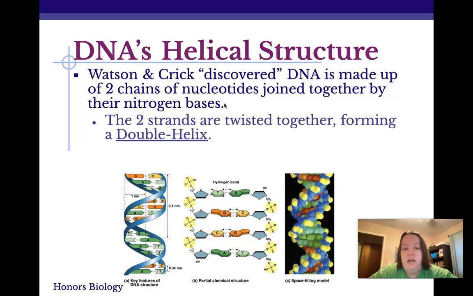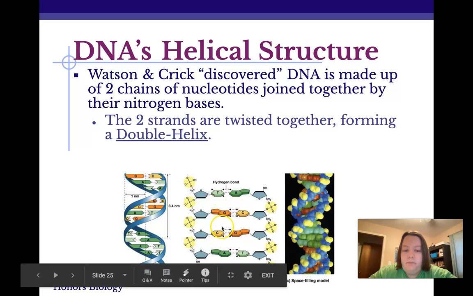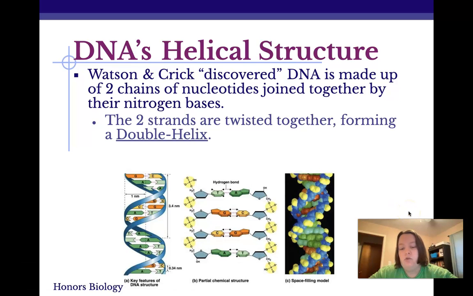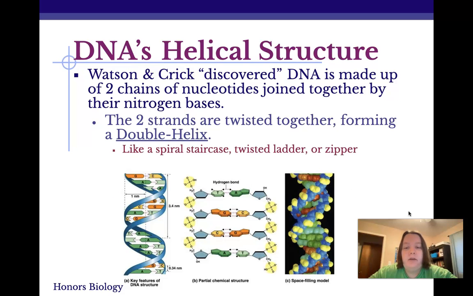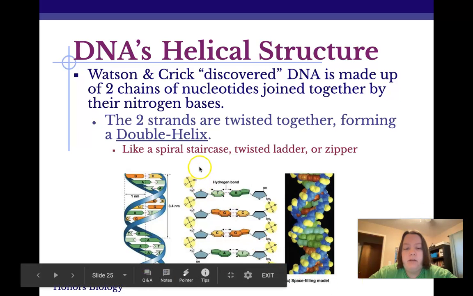So they discovered that DNA is two chains of nucleotides. There are two chains of nucleotides in a DNA molecule. They are bound in the middle with hydrogen bonds. And they twist together to form a double helix. So the double helix is the structure of a DNA molecule. It kind of looks like a spiral staircase. Again, there are two strands held together with hydrogen bonds in the middle, and then they twist together to form the double helix.